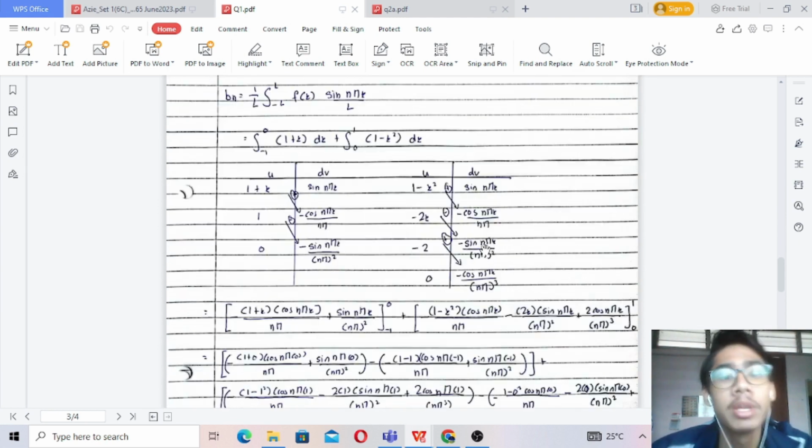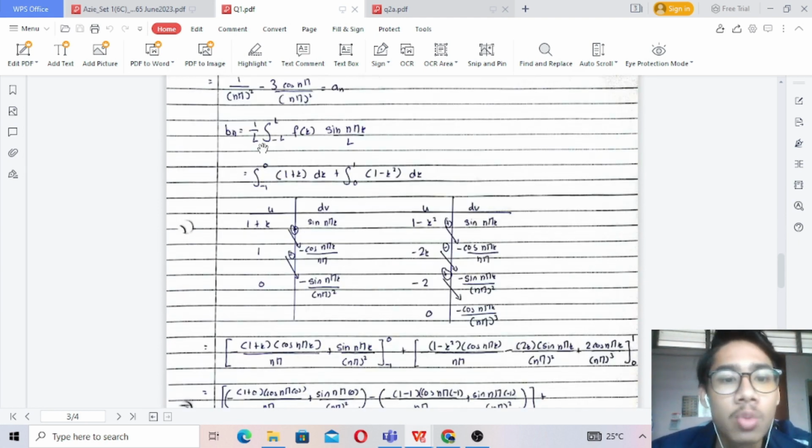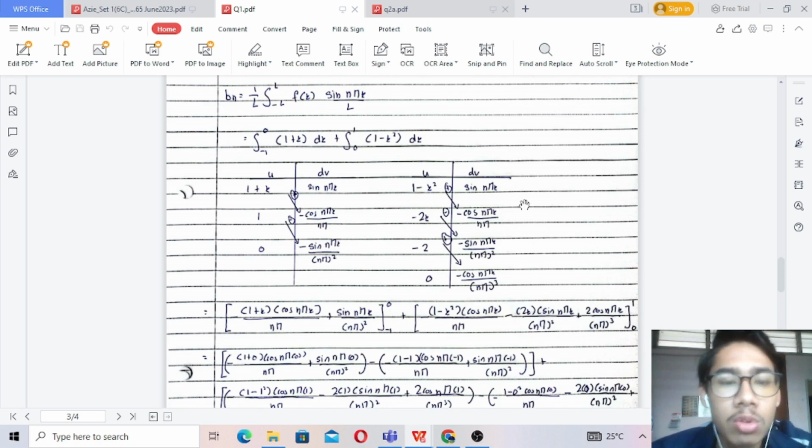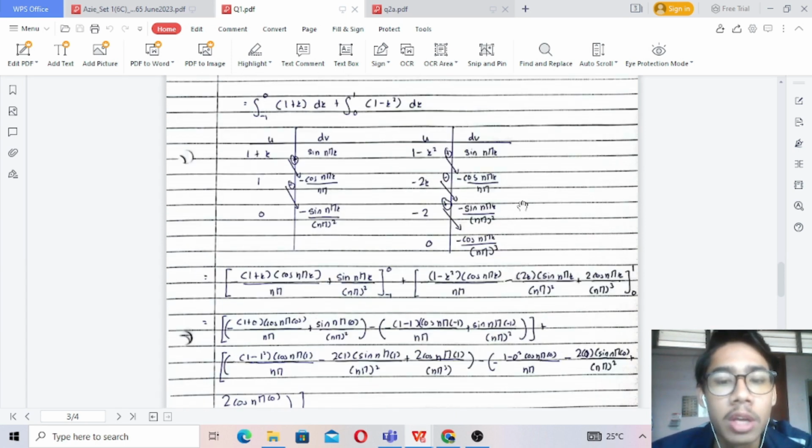So the formula for bn is 1 over L, integral from negative L to L of f(x) sin(n pi x per L). So like the a naught and the an, we have two functions. So we get 0 from negative 1 to 0, plus the integral from 0 to 1 of (1 minus x squared) dx. And then we also use the tabular method to get the answer.